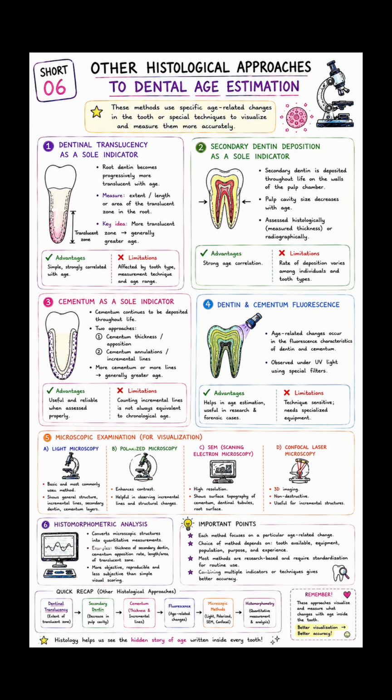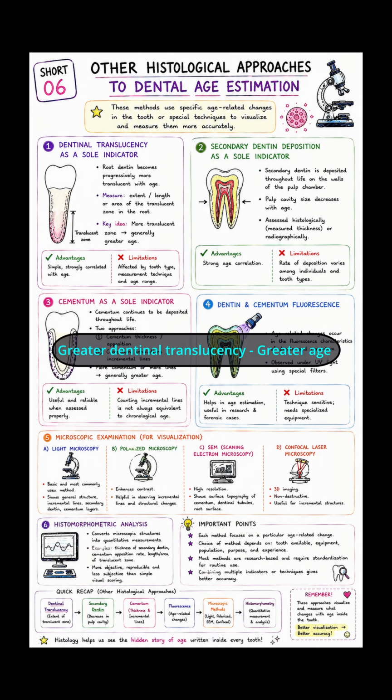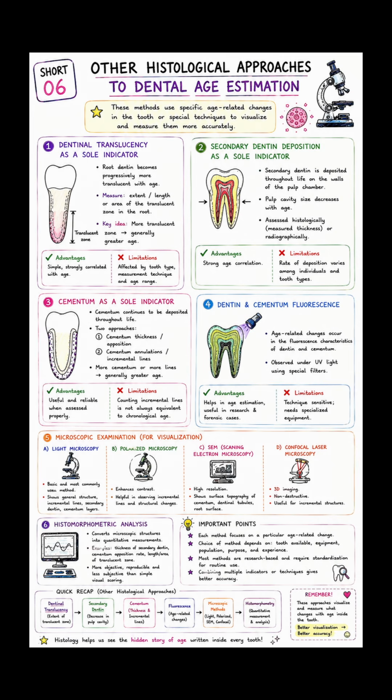The extent of this translucent zone can be measured as its length or, depending on the technique, its area. The basic principle is simple. Greater root translucency generally indicates greater age. However, the result can vary with tooth type, measurement technique, and age group.